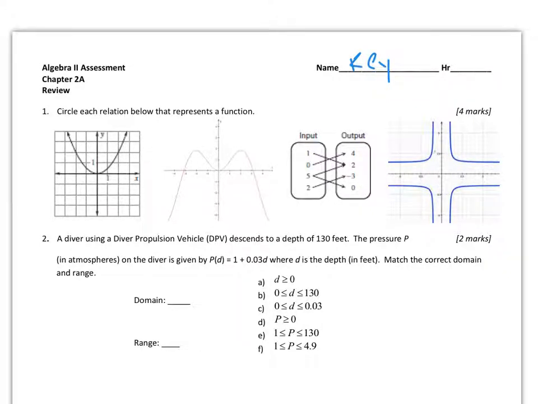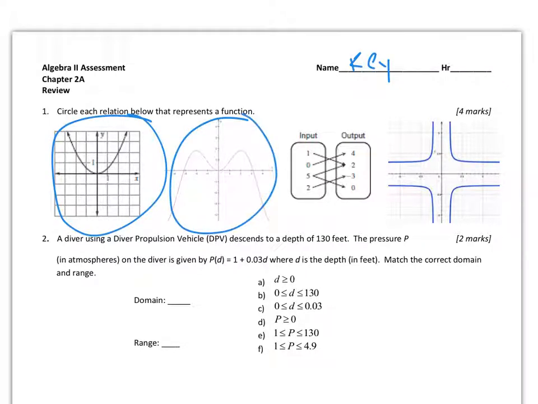All right, here is our key for the Chapter 2A review. So question 1, circle each relation below that represents a function. So we've got the first one and the second one.